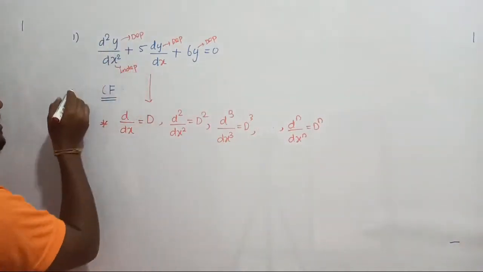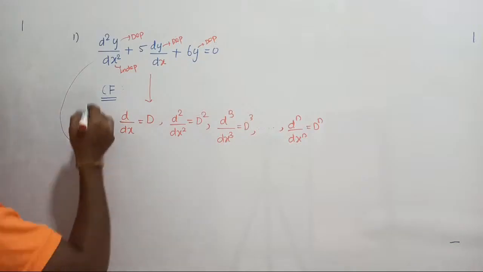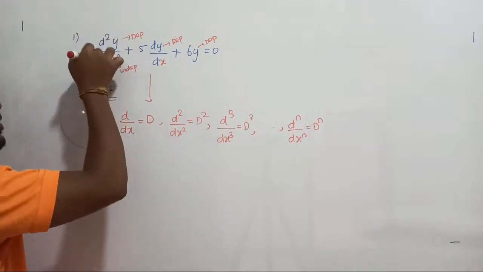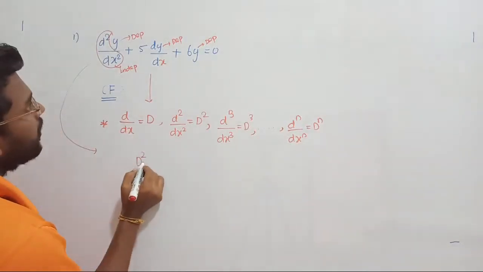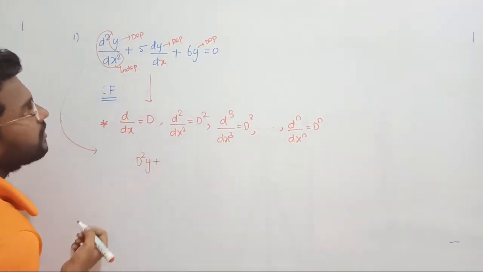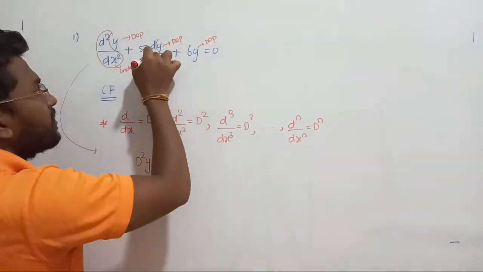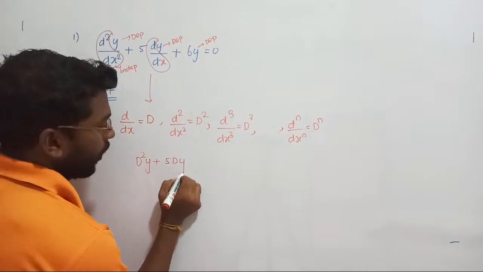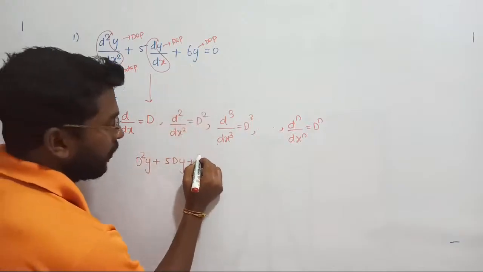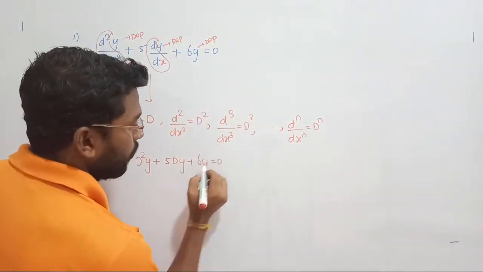Shall we replace it? Take this equation and apply the things that I had given you. D square y by dx square will be replaced by D square y, plus the second term, D by dx will be replaced by D, such that it becomes 5 D y, plus the third term. I don't have anything there, so directly we can write 6y equal to 0.